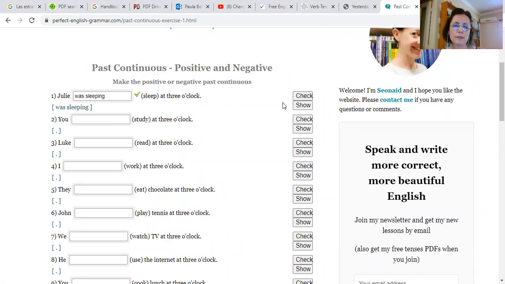So whenever you do these exercises on this website, you can check. They can show you the right version. How do you write this one? Because here we were studying? You have to check how is the written version of study. So you were studying. Studying. So be careful. Yes, check, correct. And so on and so forth.